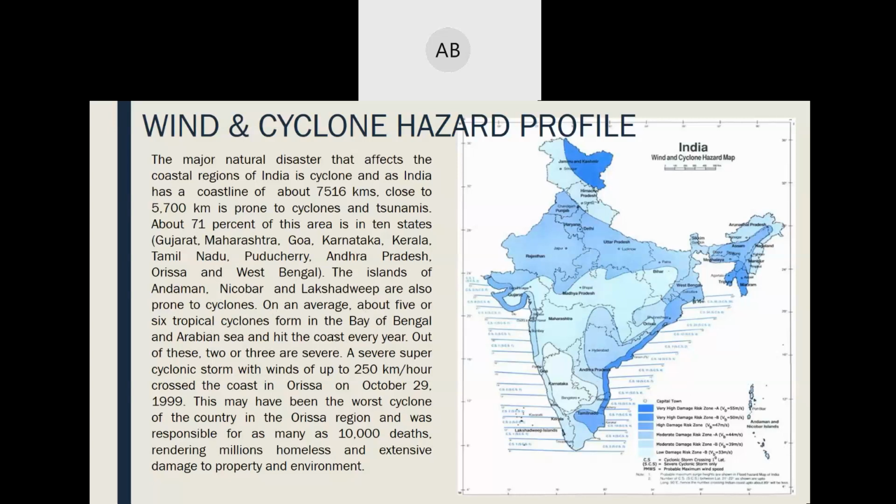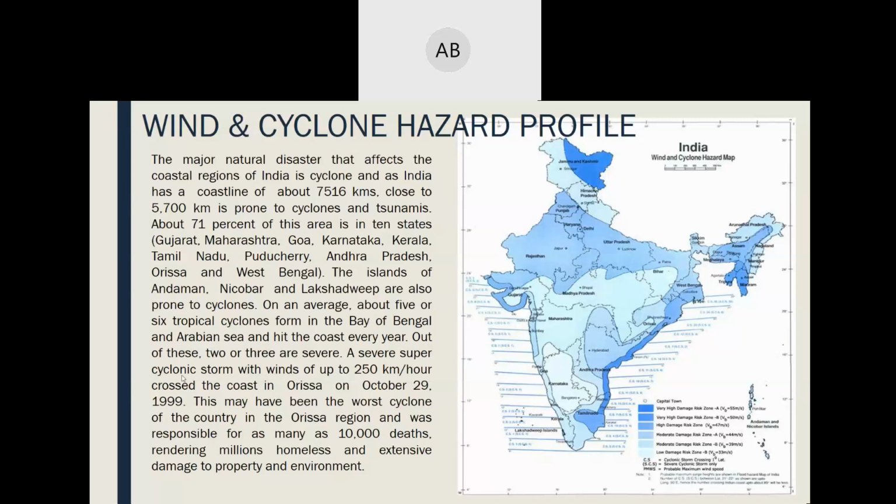It goes on to say that, on an average, about 5 or 6 tropical cyclones form in the Bay of Bengal and Arabian Sea, either on the east part or the west part, and hit the coast every year. Some of these cyclonic activities, even if they form here, do not come and hit. So the major cyclonic activities that are disruptive to the people living in the country, on an average about 5 or 6 came. Out of these, 2 or 3 are severe.